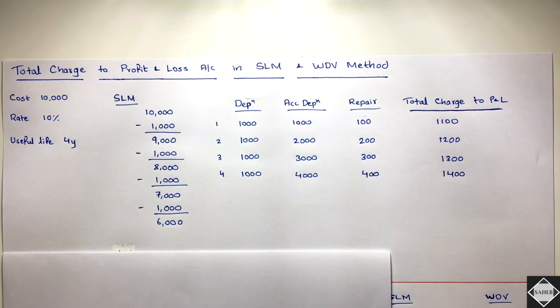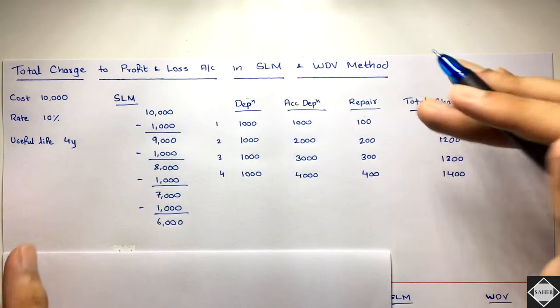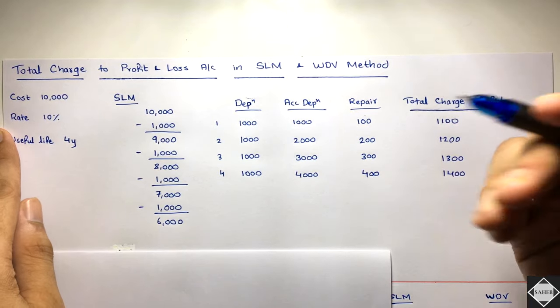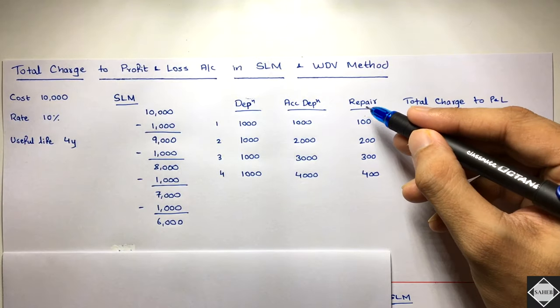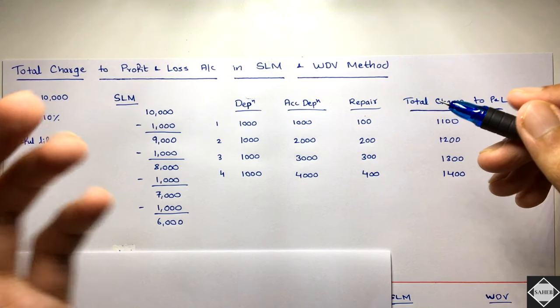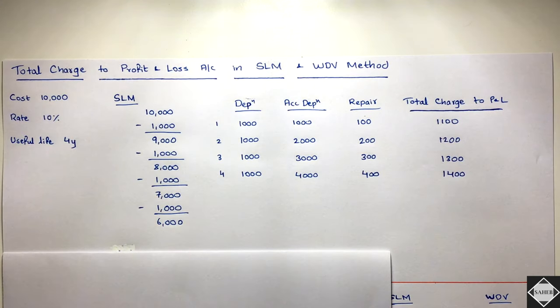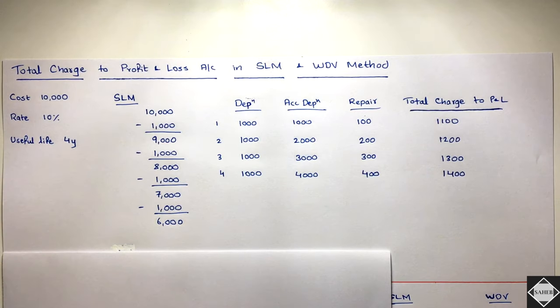Let's say, for example, I have completely assumed these amounts. You all know, as you keep on using the asset and as time passes, you will have to incur repair and maintenance on your asset. If you have a mobile, as time passes, you will have to keep on incurring repair expenses on it. If you have a bike or car or whatever it is, the same happens. In the first year, let's say there is no repair at all on your mobile phone.